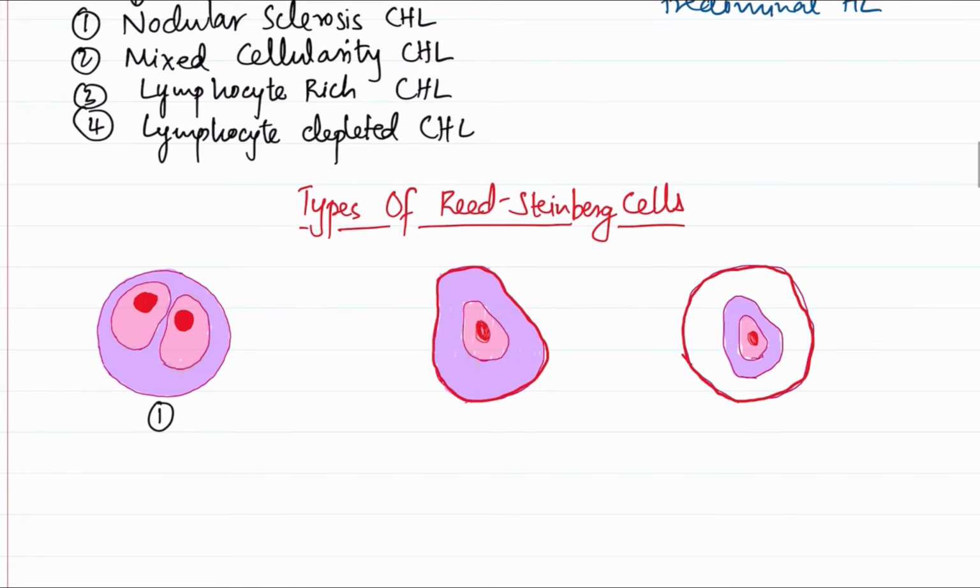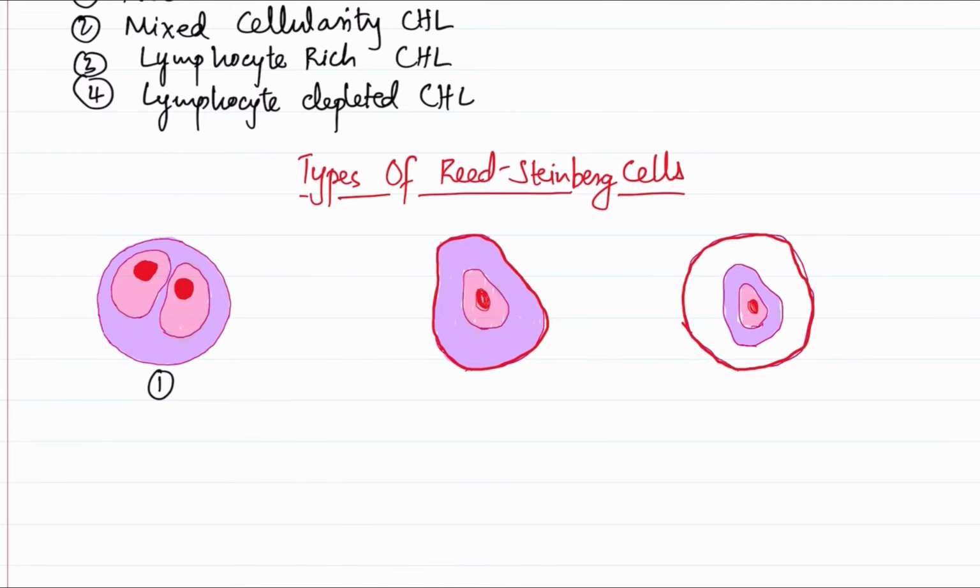Now let's move into the types of Reed-Sternberg cell. So we actually have 6 types of cells. The cells do not appear the same. There could be 6 different varieties. So the first one is what we had said. This is our classic RS cell. This is the classic Reed-Sternberg cell. We have already discussed it.